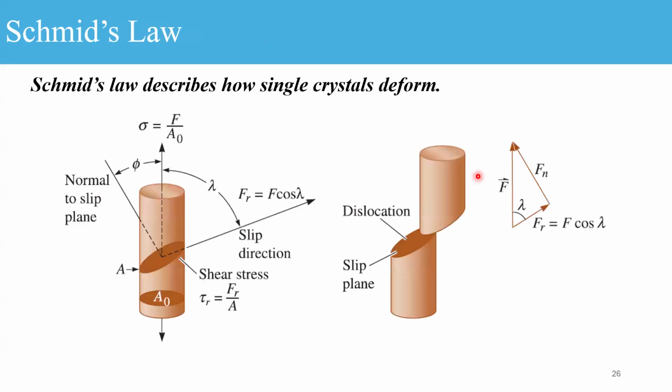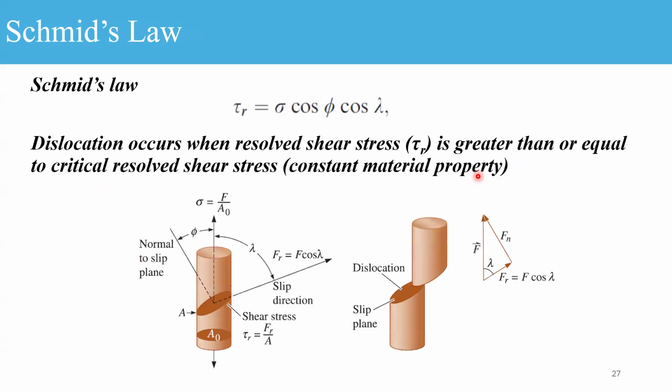That brings us to the definition of Schmid's law. Schmid's law describes how single crystals deform. Basically, if we apply a stress and we calculate the shear stress in the slip direction using the laws of trigonometry and the forces, Schmid's law describes that tau r, which is the resolved shear stress, is given by sigma, the normal stress, times cos phi and cos lambda. Cos phi is the angle between the normal stress and the normal to the slip plane, and cos lambda is the angle between the normal stress and the slip direction.